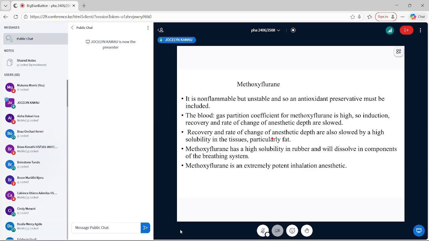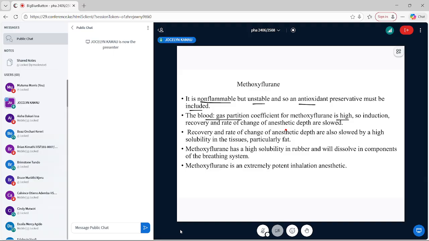Methoxyflurane, okay, I need to move a little bit faster. It is non-flammable but unstable, and so an antioxidant preservative must be included. So again, you can see differences in structure giving us differences in stability and differences in physical properties. We are just emphasizing the summary that we have done. The blood gas partition coefficient for methoxyflurane is also very high, like halothane.